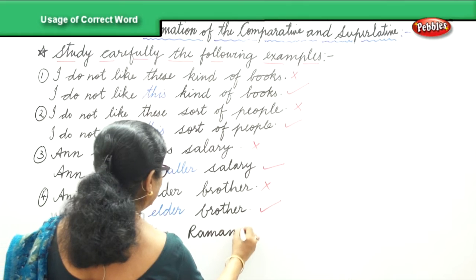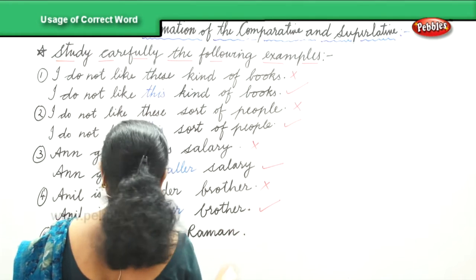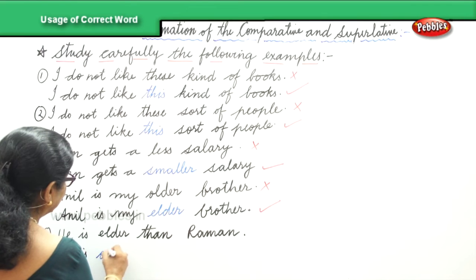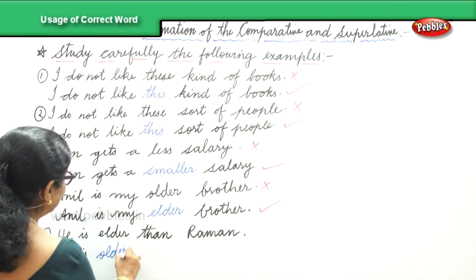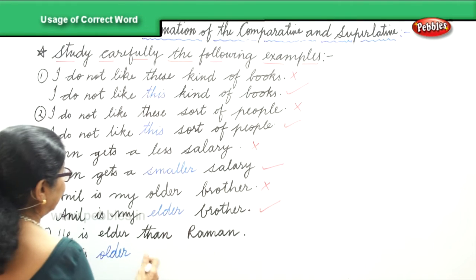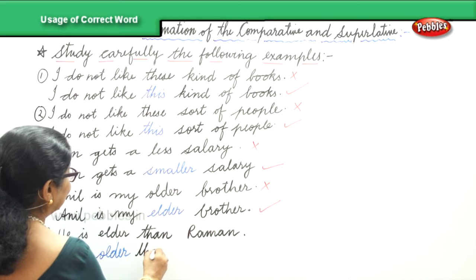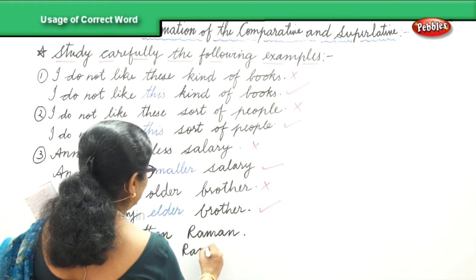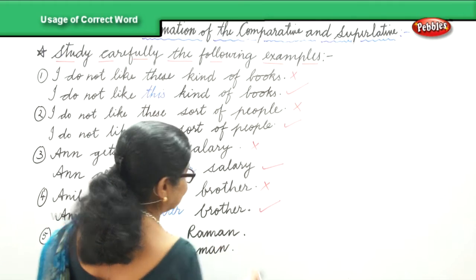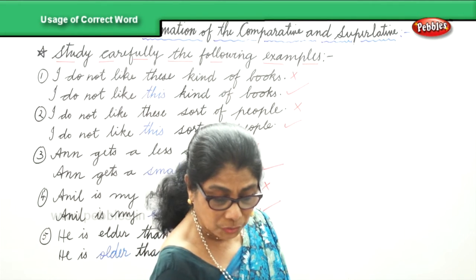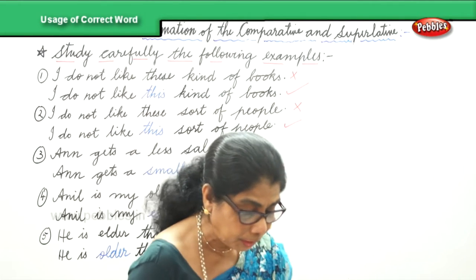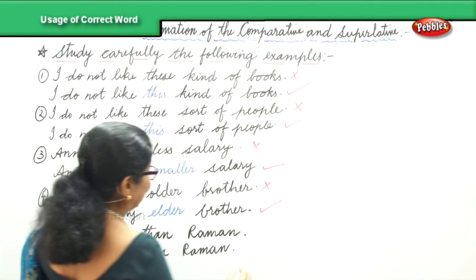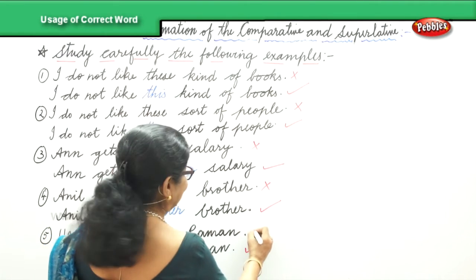Elder than Raman. But you should say he is older than Raman. That's the right way. That's more correct. Okay, so I have 5 sentences here and one is right and one is wrong. The correct way to say is he is older than Raman, not elder than.